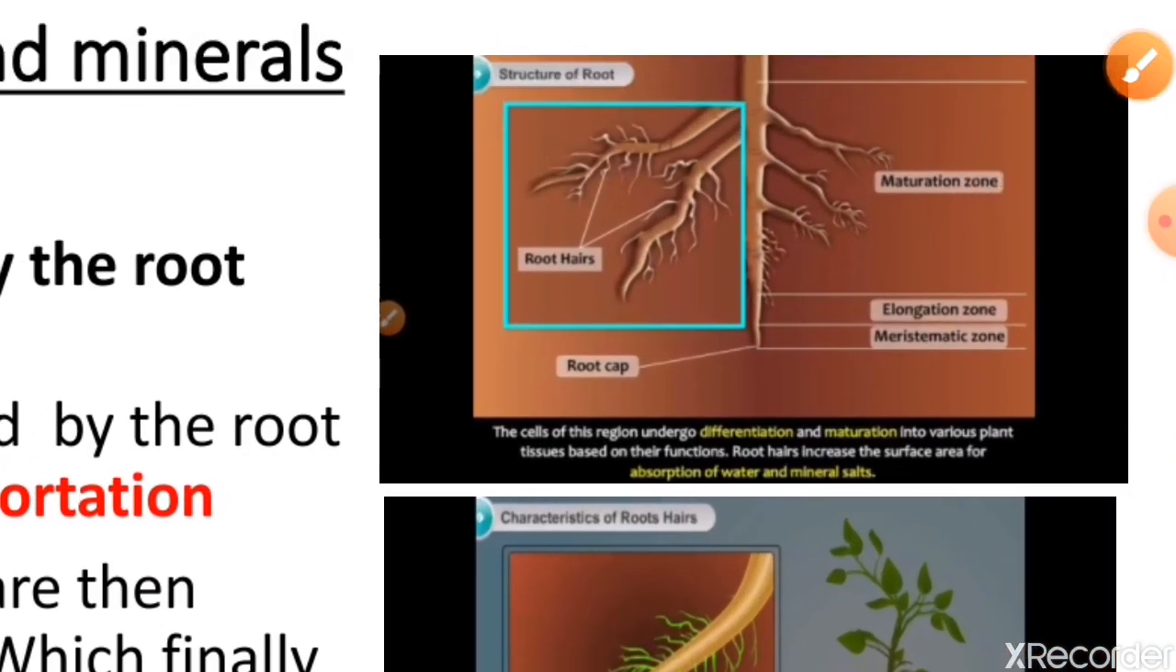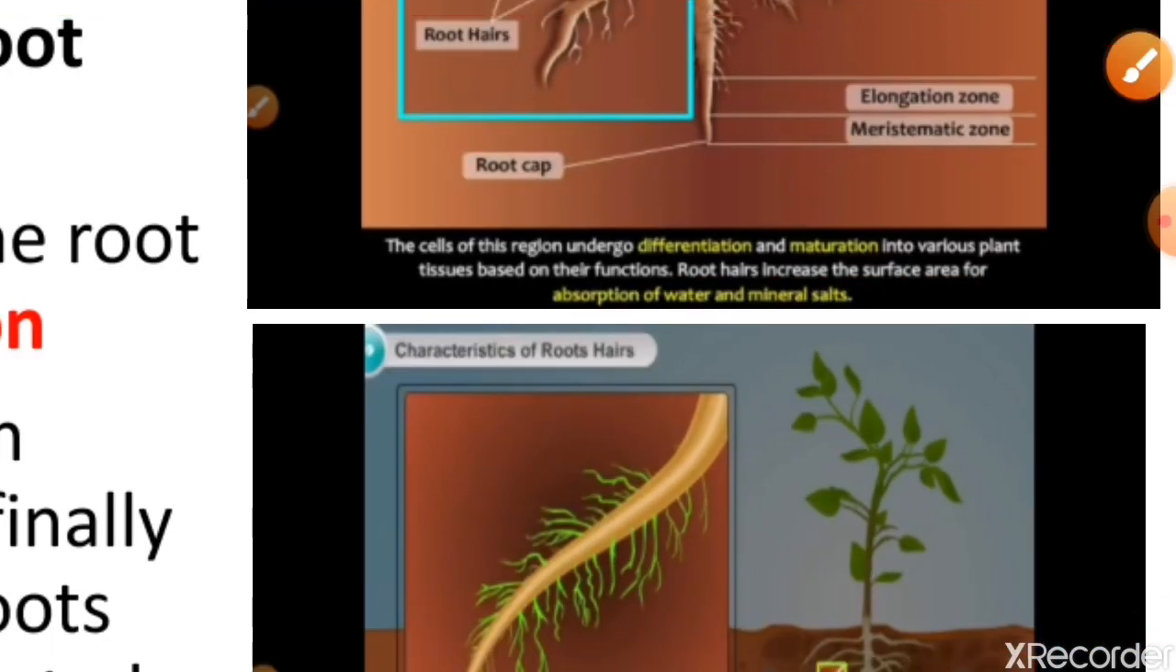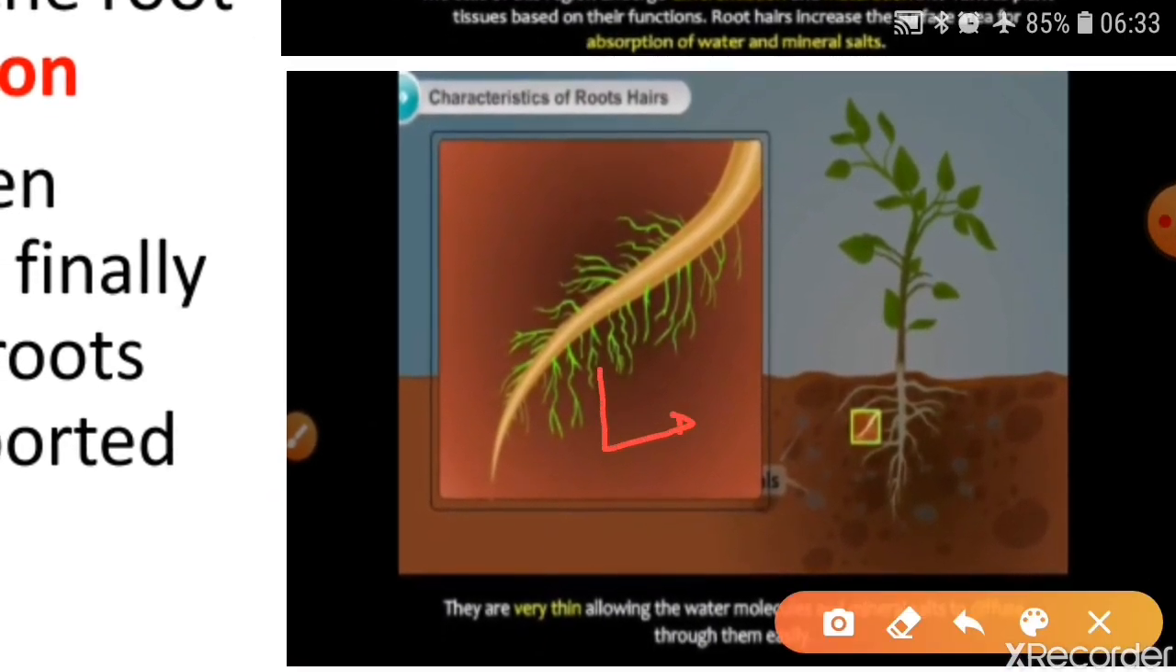Have a look at this diagram of root. This is the diagram of root, and the roots are present in the soil, right? Try to recall, you have learned that the epidermal cells of the roots have thread-like outgrowths, which are called the root hairs. This is an expanded part of the root showing the root hairs. So the epidermis of roots has root hairs, and you've learned in class 9 that the root hairs increase the total surface area for absorption of water and minerals.